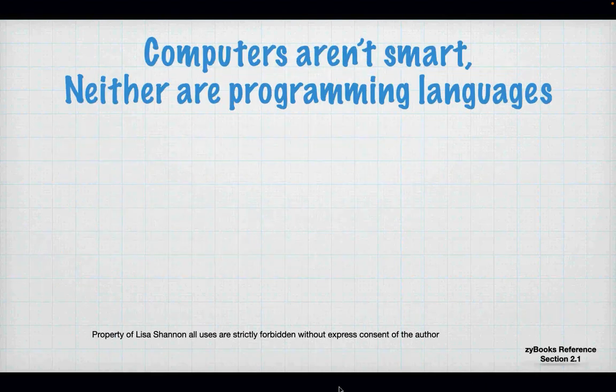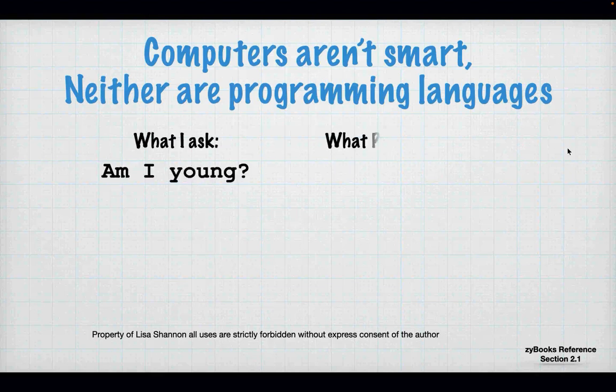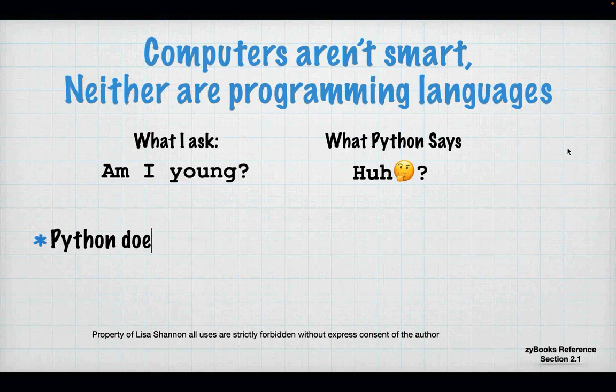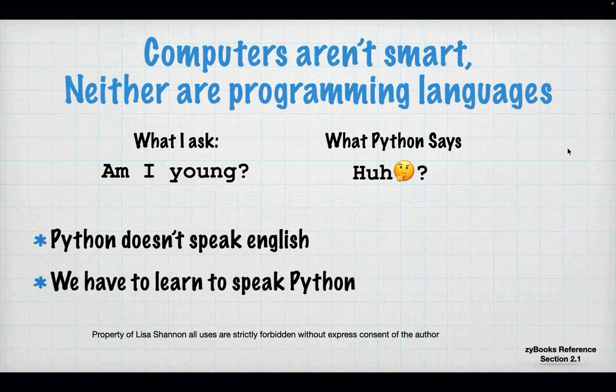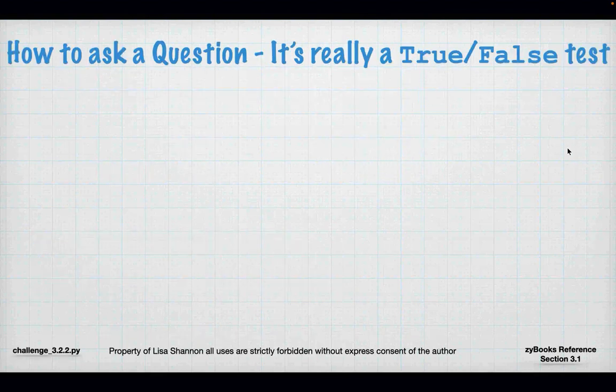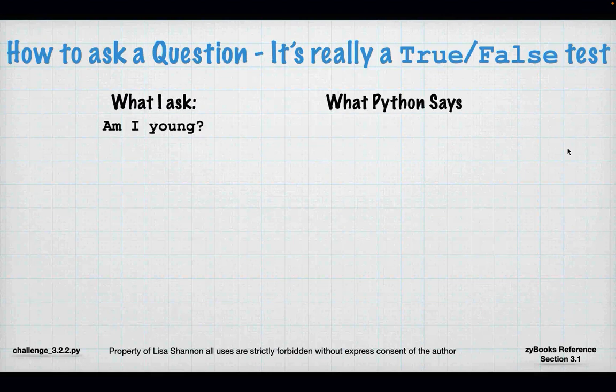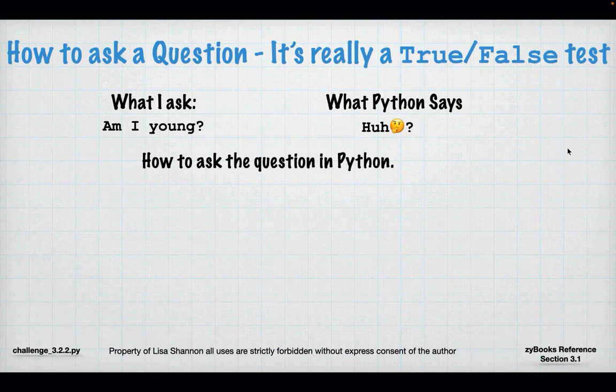So computers aren't smart, and neither are computer programming languages. And I think that's something that shocks people sometimes. So here's just a quick example. If I ask the question, am I young? Python's going to go, huh? What in the world are you talking about? Python doesn't know how to speak English, so we have to learn to speak Python, how to ask a question. It is really all a true or false test, because that's the only thing that Python can answer.